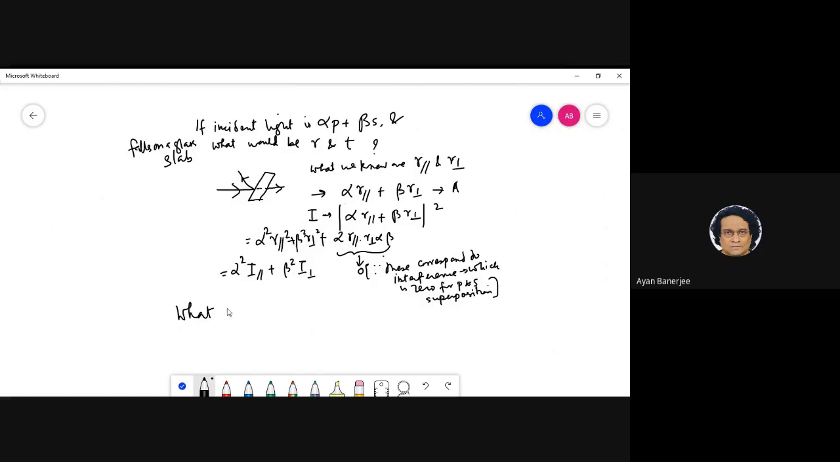What can you guess the next question would be? What is an interesting question for you? A very interesting question, kind of related to this, which the Fresnel equations don't tell you at all. Yes, what happens if circularly polarized light is incident?